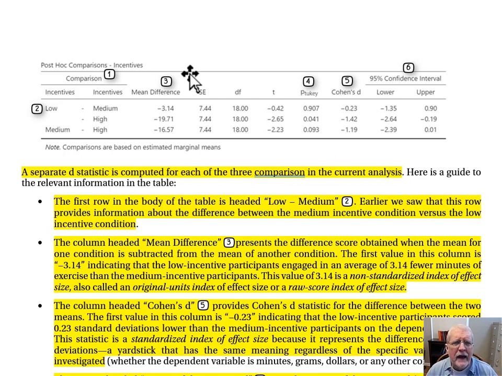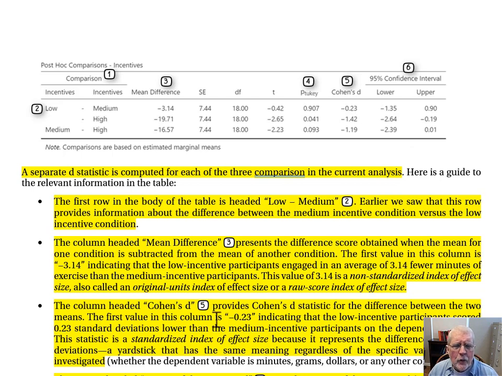Now this is under the column, my call-out number 3. And this is a statistic that we looked at a few minutes ago. It is an original units index of effect size, meaning we haven't changed it at all. It's still in its original units. What were its original units? Minutes. So when we compare the low condition to the medium incentive condition, the difference between those two conditions consisted of 3.14 minutes. That's the original units index of effect size. But that's not what we're particularly interested in. We are interested in a standardized index of effect size like Cohen's d, and the next bullet point gets to that.